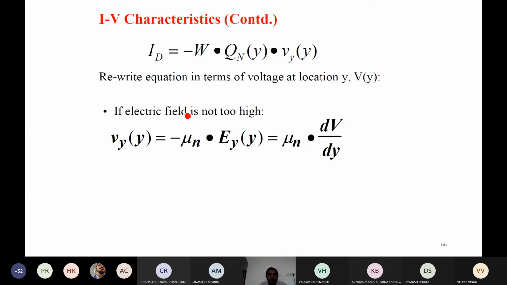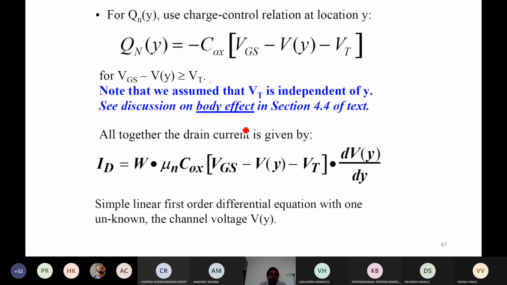So here the negative sign, and when you put this value of velocity of the charge carriers, both are minus, plus, and mu n dVy by dy. So this charge equation that you have taken can be again taken like that: COX (VGS minus Vy minus Vt). Vy is the value of the potential at the surface of the channel at location y, and Vt is the threshold voltage. And then this Qn is substituted.